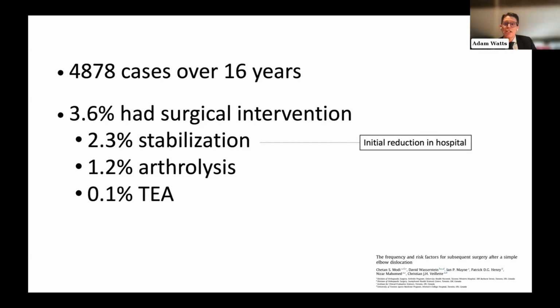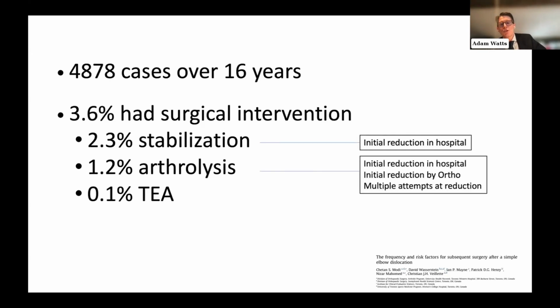They identified some risk factors for further surgical intervention. They identified initial reduction in hospital as a risk factor for requiring further stabilization. Maybe that's because of the severity of the soft tissue injury. And for those requiring arthrolysis for stiffness, we can add on to that initial reduction by an orthopedic surgeon or multiple attempts at reduction. So an elbow that keeps dislocating and therefore is unstable and goes on to stiffness.